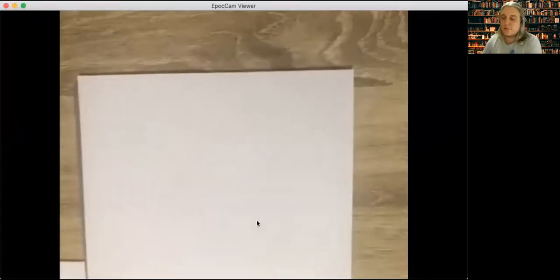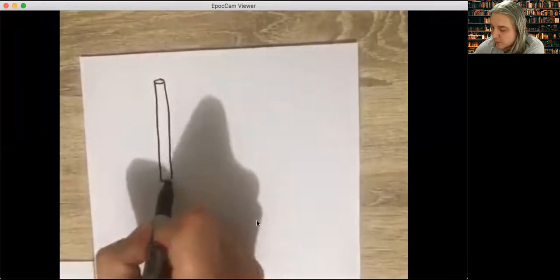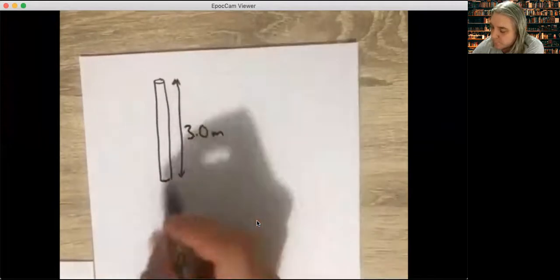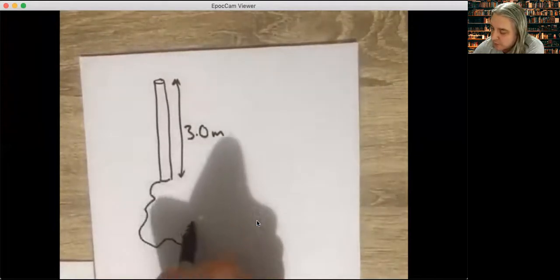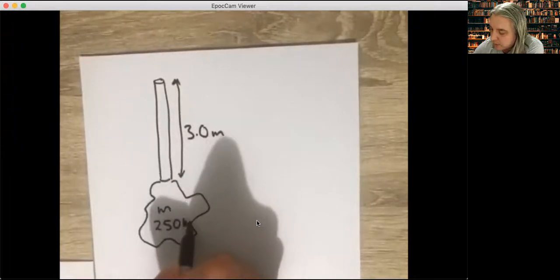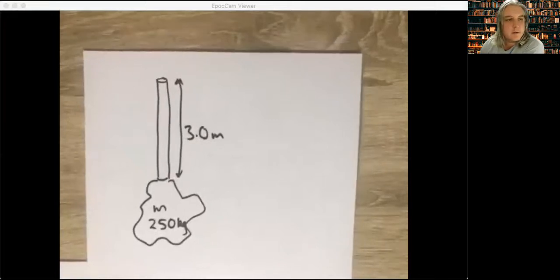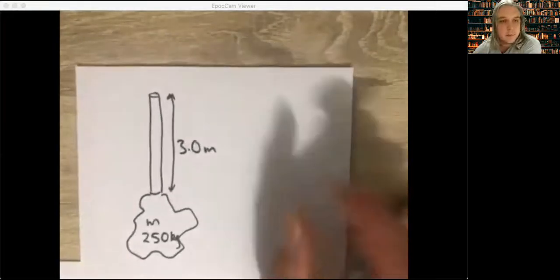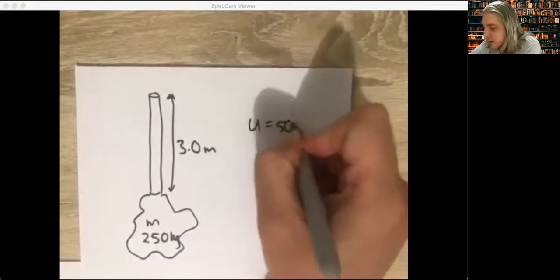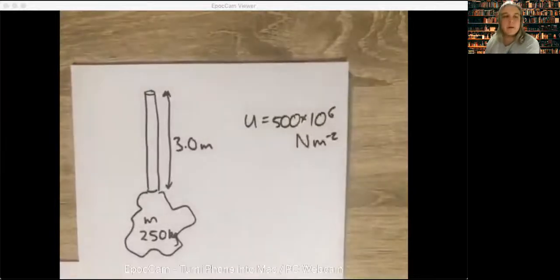So the situation is just like we had before. We've got a nice long rod. It is 3 meters long. We're hanging some nice sculpture from it, and that has a mass of 250 kilograms. What else have we been given? We've been given the ultimate strength of steel. Ultimate strength is equal to 500 times 10 to the 6 newtons per square meter.